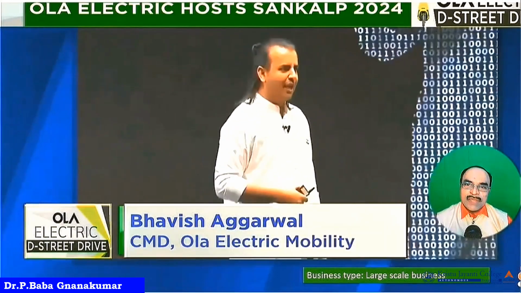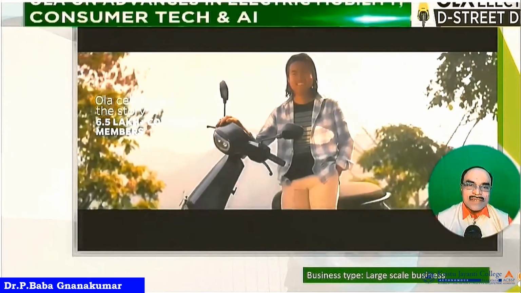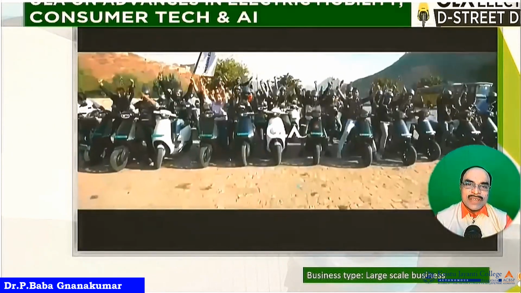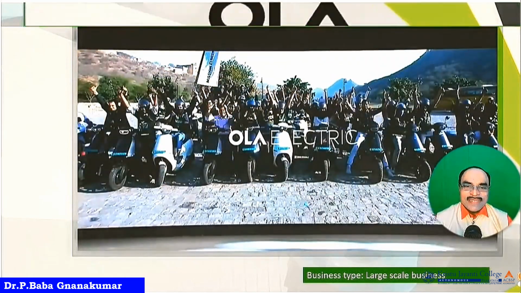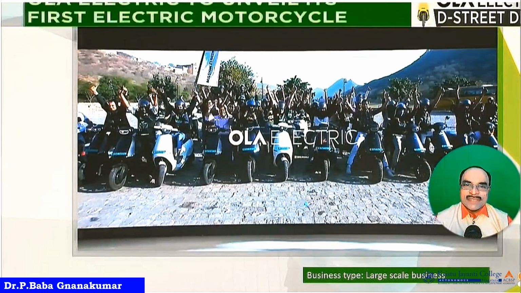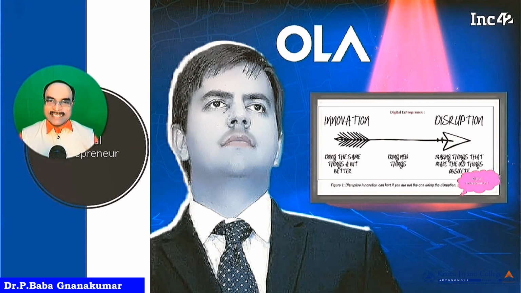A new model has been introduced, and you can see the images of how he demonstrated the new vehicles in the opening ceremony. So, large-scale business. Yes, from this case study, you have to understand nicely the disruptive person. So we know clearly the stages of Bhavesh Agarwal, how an innovation was identified by Bhavesh Agarwal, and how he disrupted.